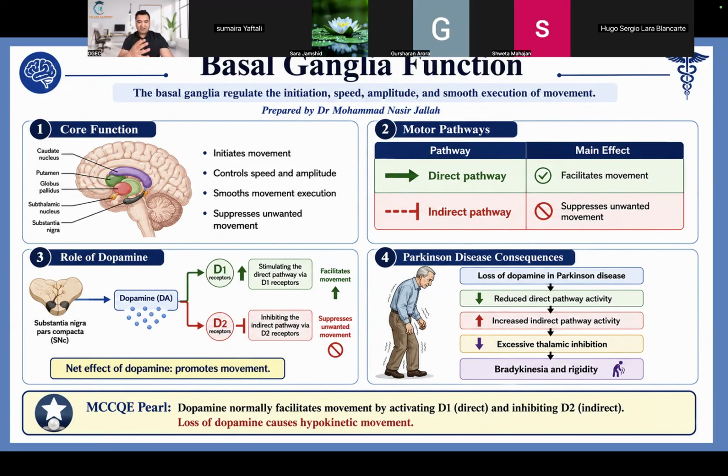For example, if it is tremor, it is not supposed to be there, so the indirect pathway will suppress it. But the direct pathway is facilitating the movement, like walking, moving, posturing, doing body language, turning, all this. It is what you want and it will facilitate for you. But there are some movements that can come which are not supposed to be in a normal person, so the indirect pathway is suppressing them.